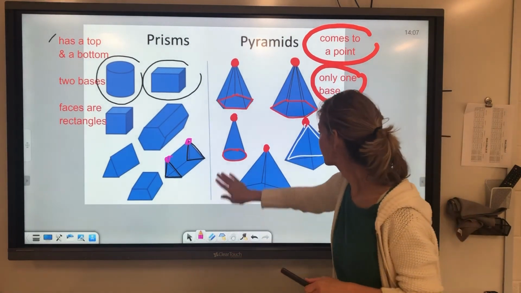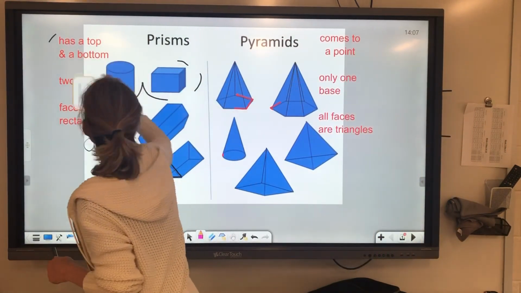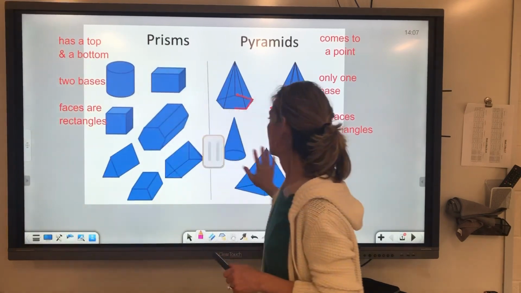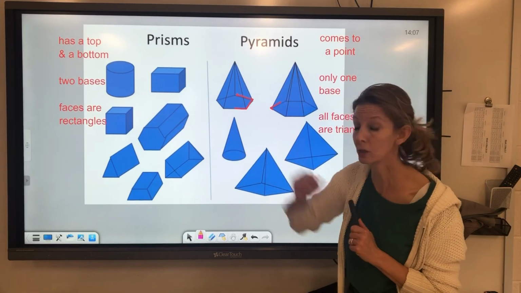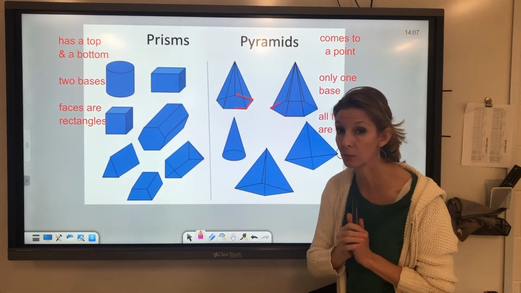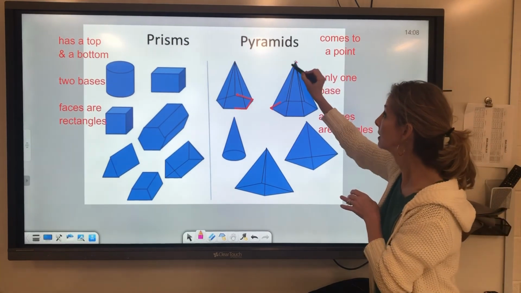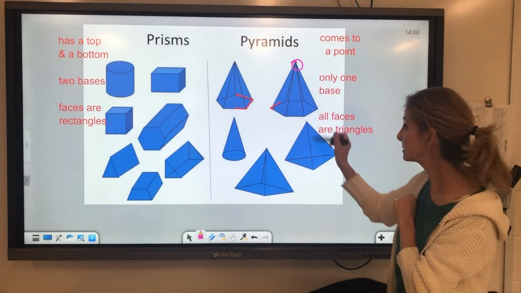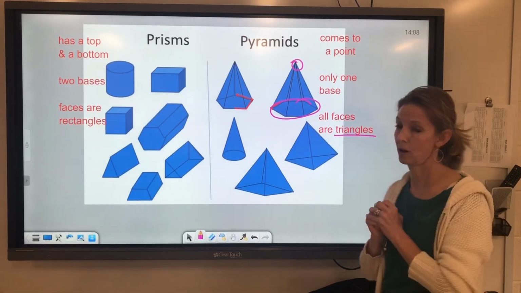So take a look, if you will, at the three characteristics of a prism: top and bottom that match, those are your two bases, and all faces are rectangles. A pyramid comes to a point, has only one base down here at the bottom, and all the faces are triangles.